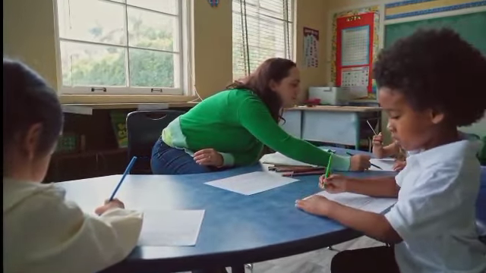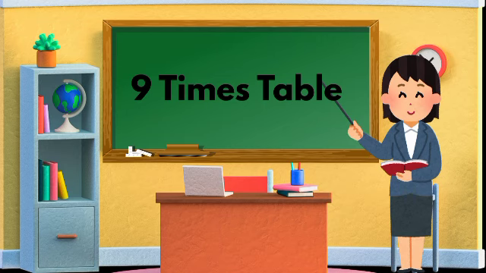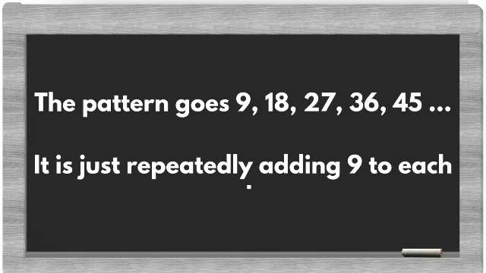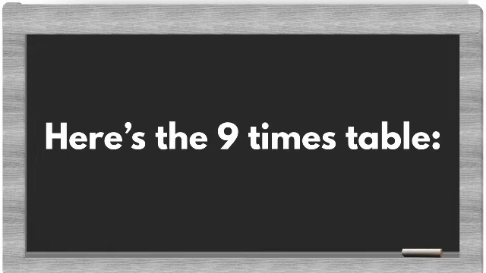Let's grow our brain sprouts even more with the 9 times table. Are you ready? Let's begin. 9 times table. The pattern goes 9, 18, 27, 36, 45. It is just repeatedly adding 9 to each number. Here's the 9 times table.